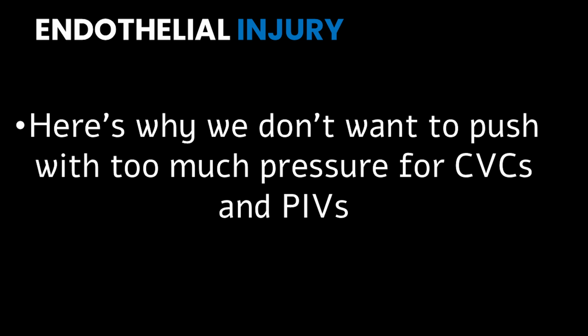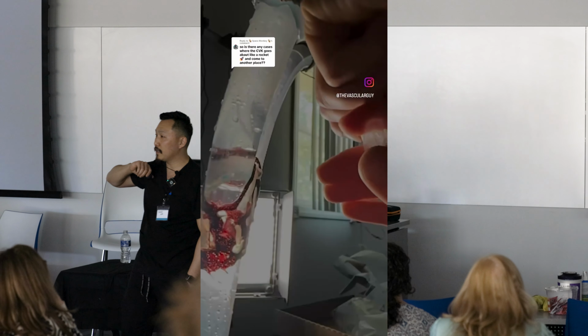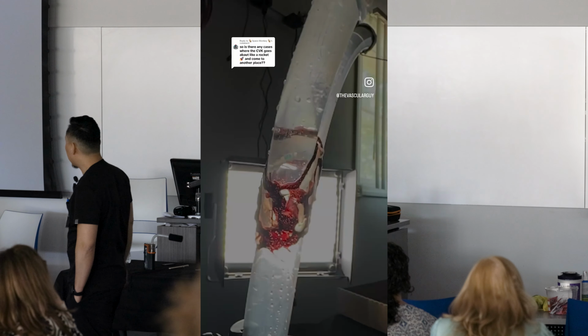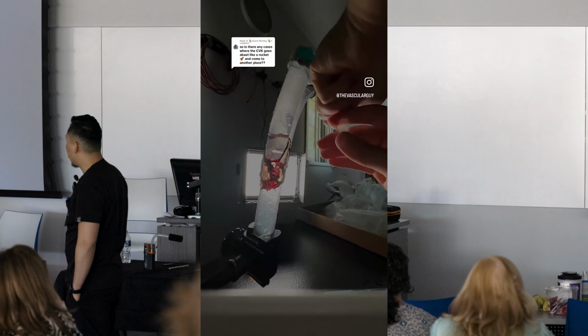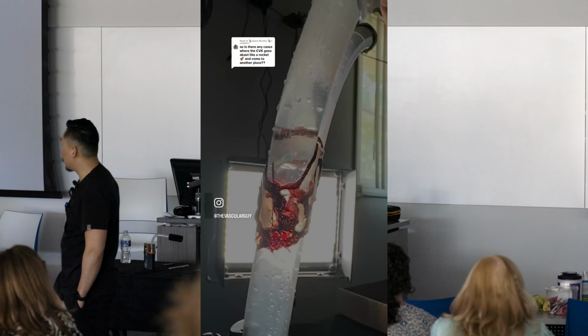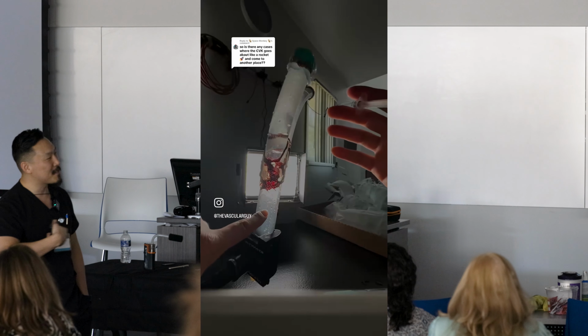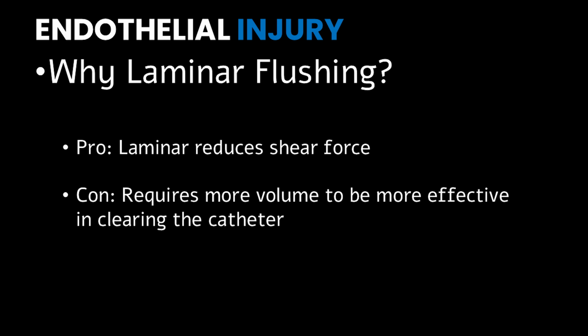Okay, so here's why we don't want to push too hard. This is a PICC catheter, 4 French, by the way. Okay, so I didn't blow it up, but I did move it significantly, and that's what's happening in our bodies. So then why laminar flush? Laminar flush because turbulence, like you said, we want to avoid the turbulence at the veins.